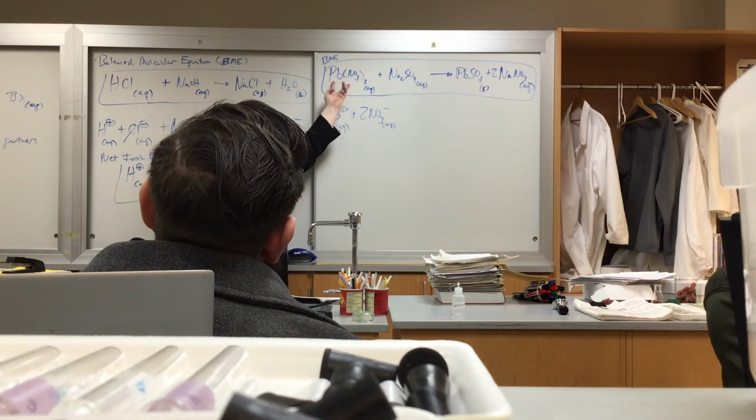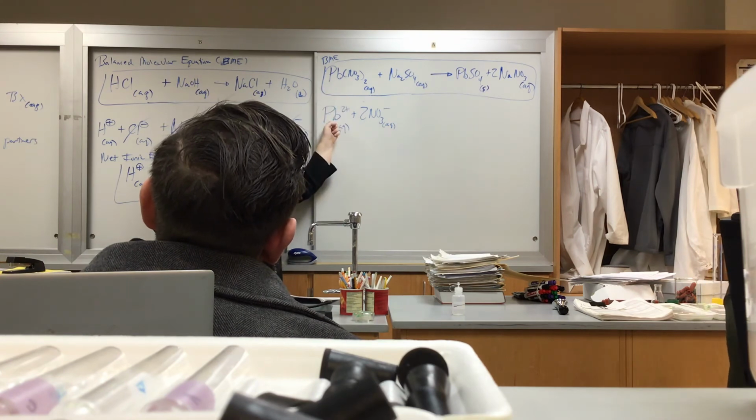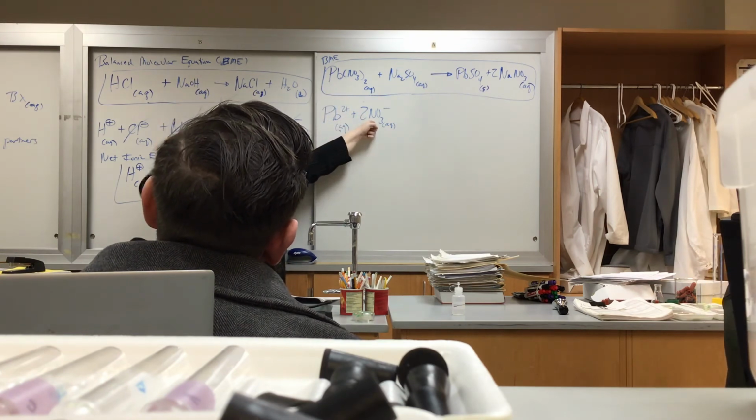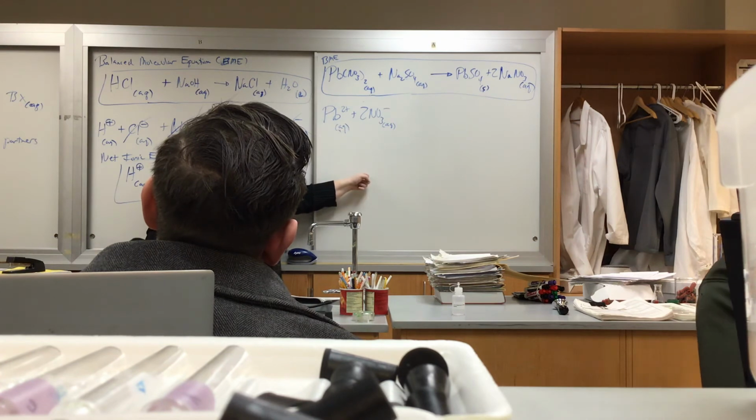For every one of these compounds together, I get 1 lead plus 2 and 2 nitrates. So now I'm dealing with that coefficient of 2 in front of here, okay? In the process of writing the complete ionic equation to get the net ionic equation.